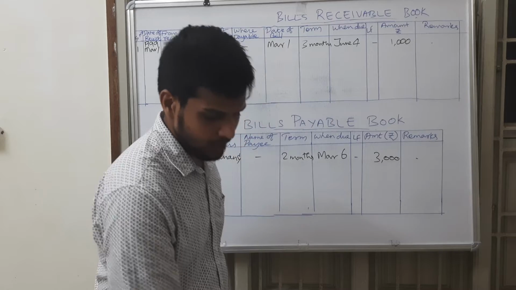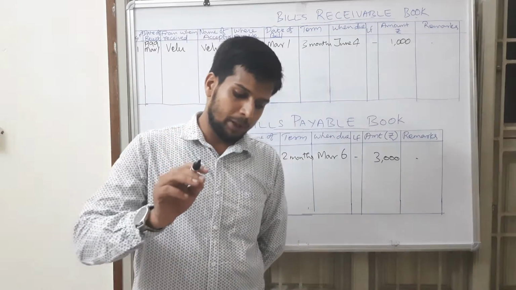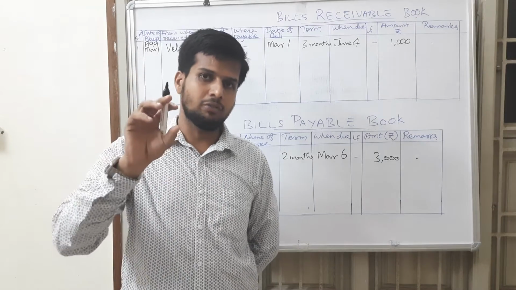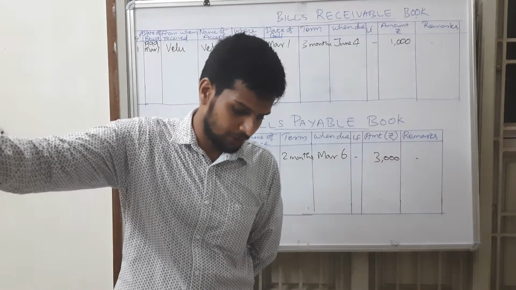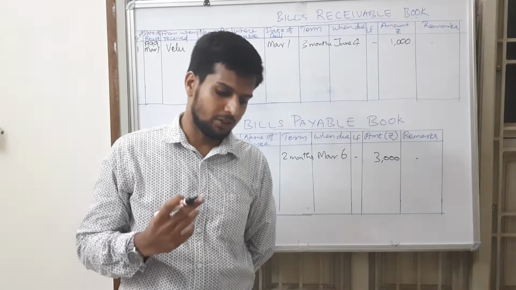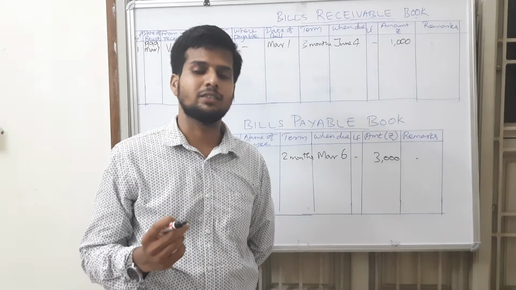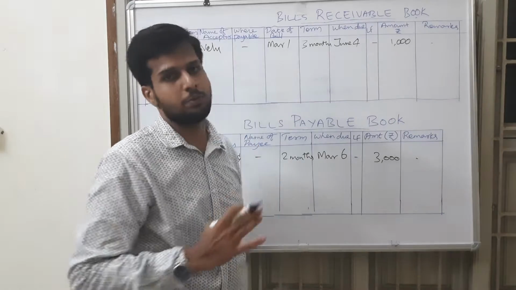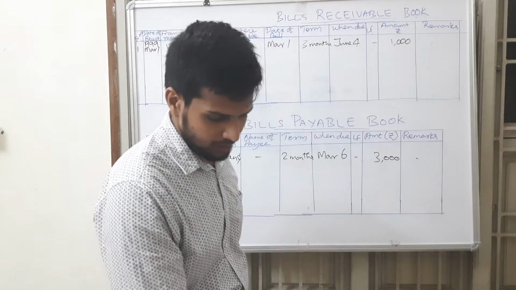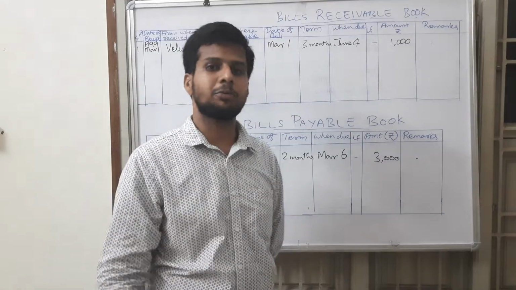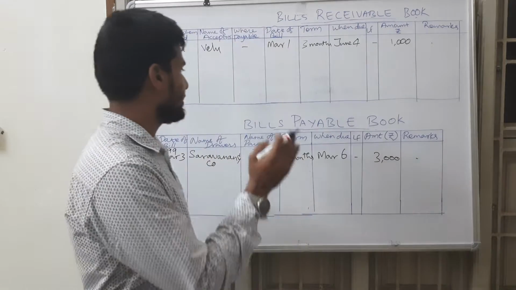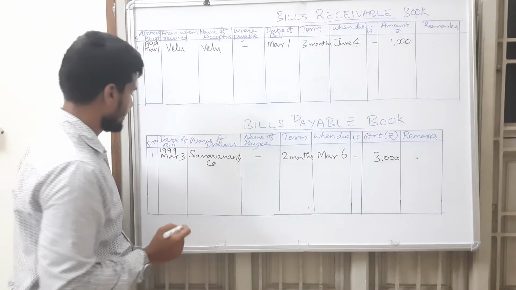this day. Okay, that is, it is drawn by Sarathi and Sons and we are accepting the bill. So a bill which is drawn by Sarathi and Sons means they are the drawer of the bill and we are the acceptor of the bill. That is, this transaction will come under the category of bills payable. It is bills payable for us, right? Mr. John is accepting the bill, so it must be recorded in the bills payable book, right?